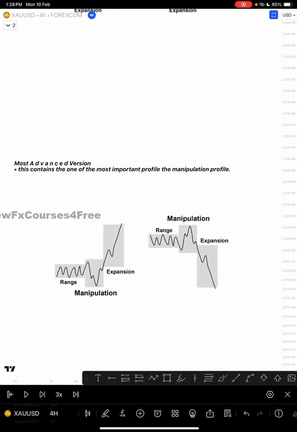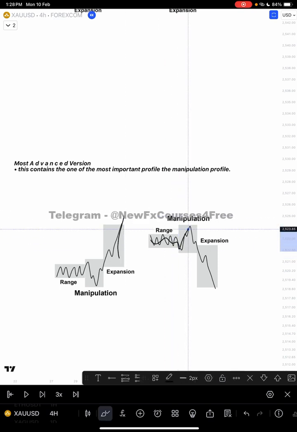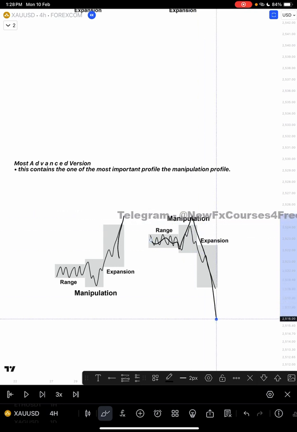The most advanced profile of market profile is actually the manipulation profile, where you've got your range and your manipulation, then your expansion. Range, manipulation, expansion.